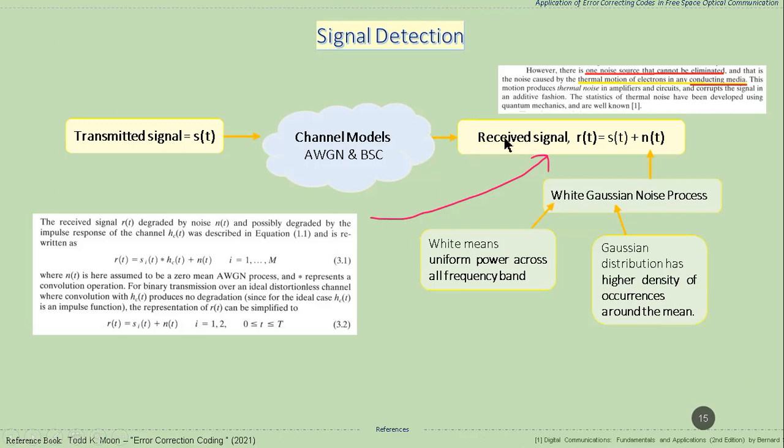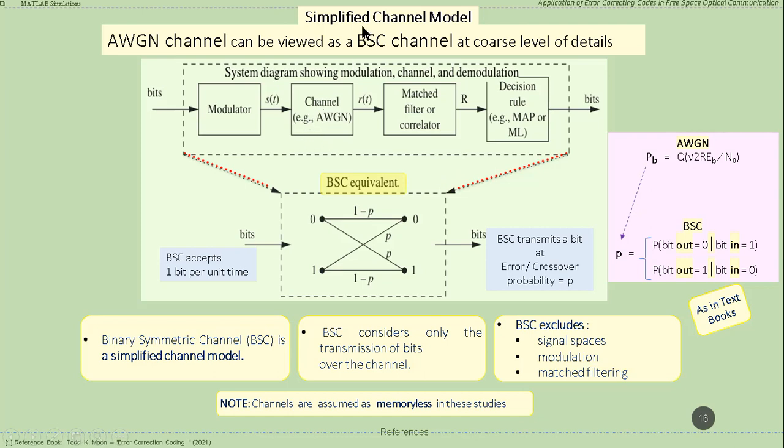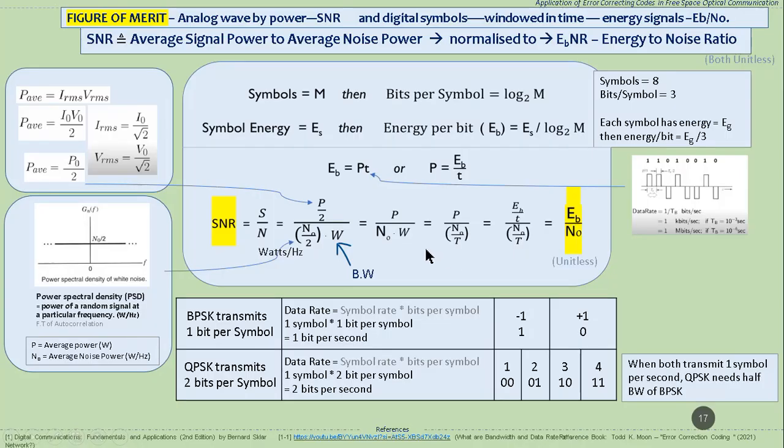So modeling is done like this. The received signal is summed up with noise due to the channel. We are excluding the impulse response of the channel, which also does something to the signal, but we say that we have an ideal distortionless channel, so we keep our analysis simple. We could simplify the AWGN channel by a binary symmetric channel. In books we have seen this model being used to present some problems.